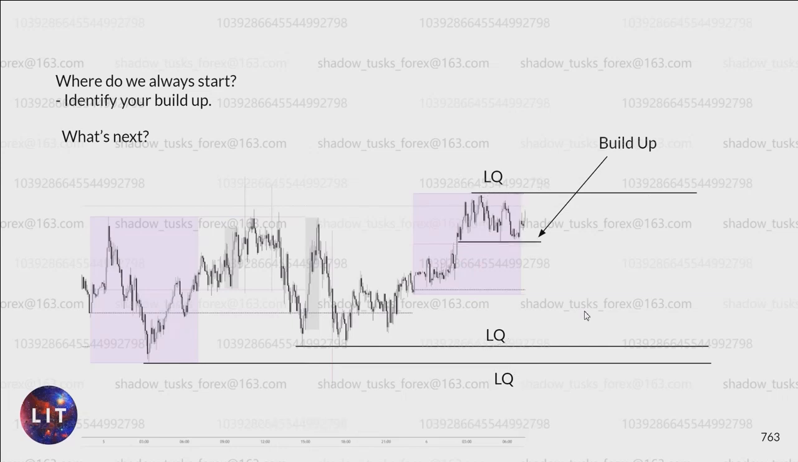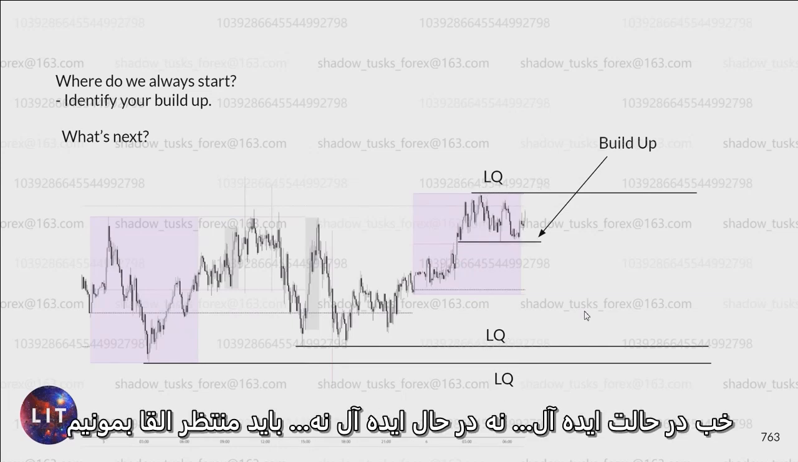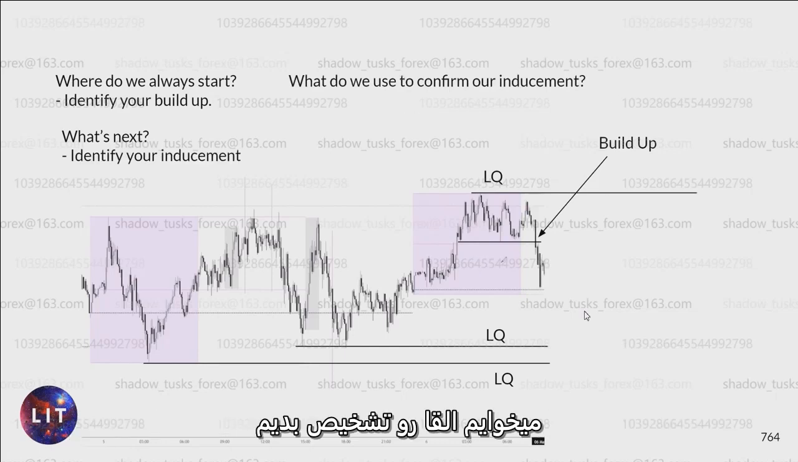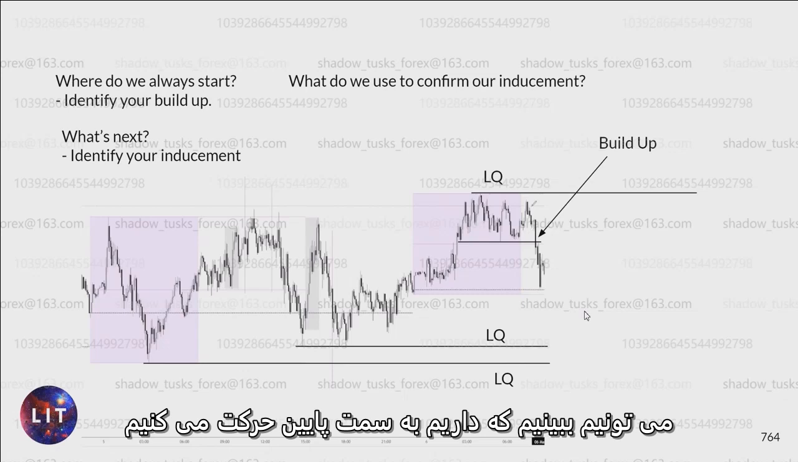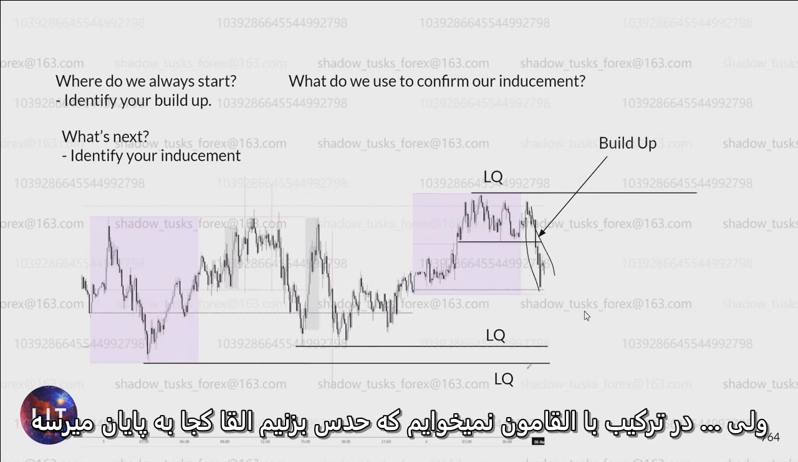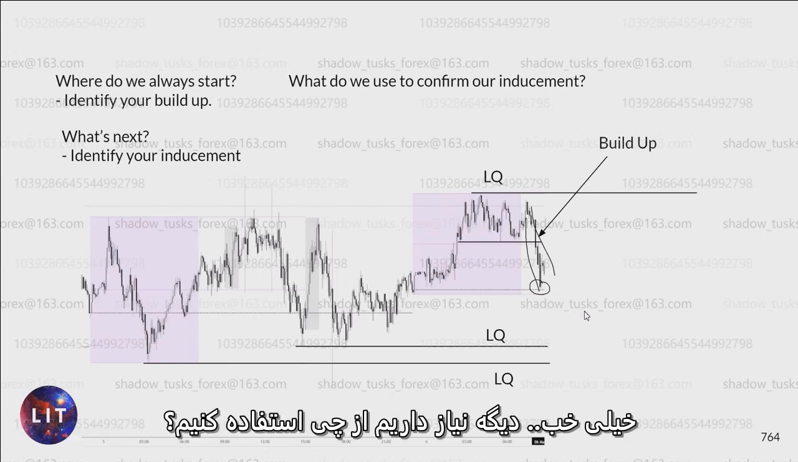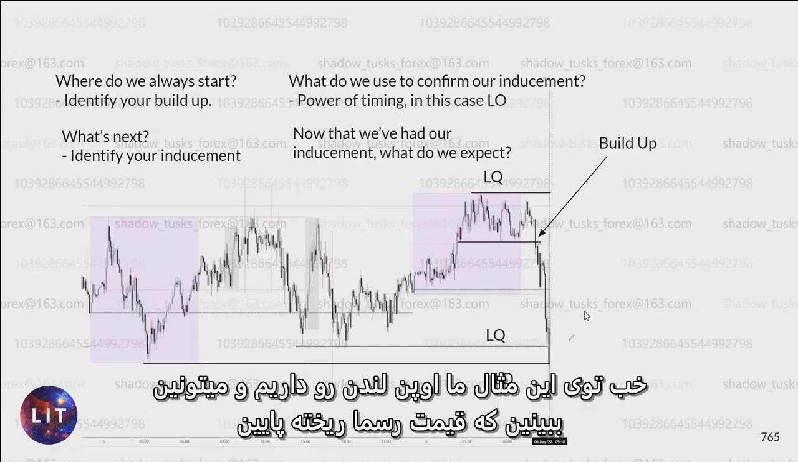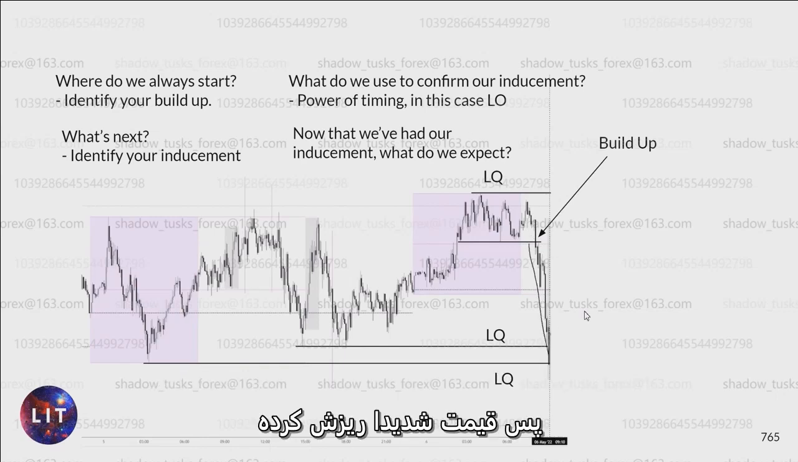So what do we want? What do we want to happen first? Well, ideally, we're going to wait for our inducement. So we want to identify our inducement. We can see we're coming down. Perfect. But combined with our inducement, we don't want to guess where the inducement is going to end. So what else do we need to use? The power of timing. So in this case, it's London Open, and you can see we have absolutely crashed down.